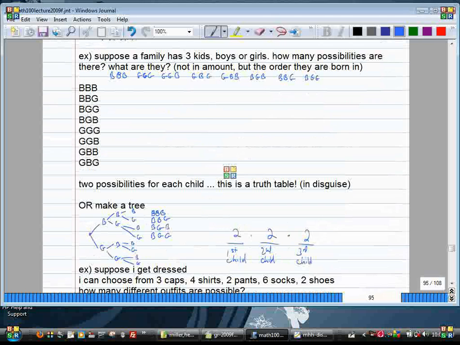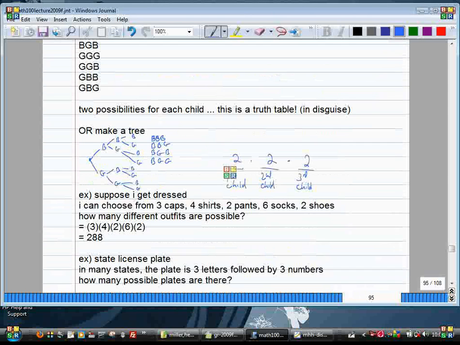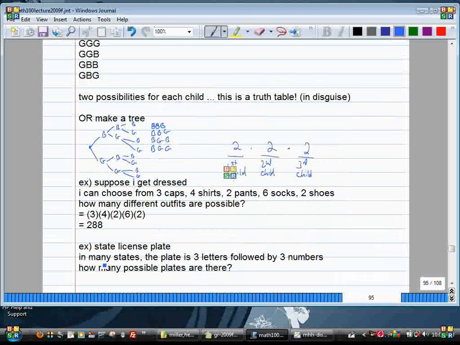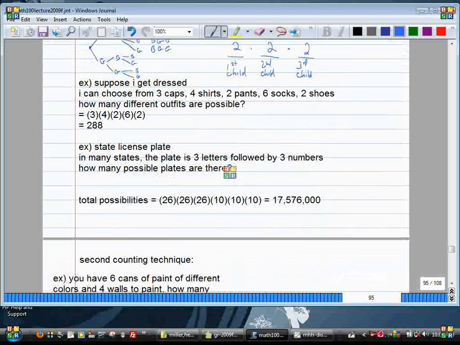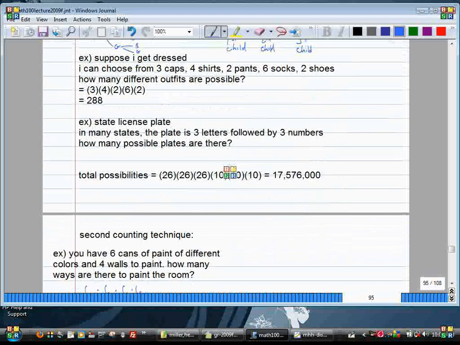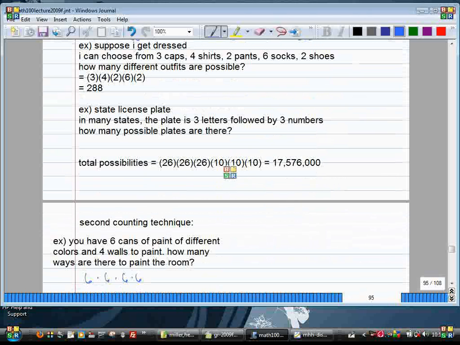There are 3 events. So whatever you do should have something 3 times in it. With the state license plate, there are 6 events, 3 letters and 3 numbers. So whatever you're doing, you should have 6 spots. Same thing here. 6 cans, 4 walls. You have to make a decision for each wall, so there are 4 events. So whatever you're doing should have 4 spots in it. And in this case, it's 6 times 6 times 6 times 6. Okay. So this is the first fundamental thing to understand about these counting problems.